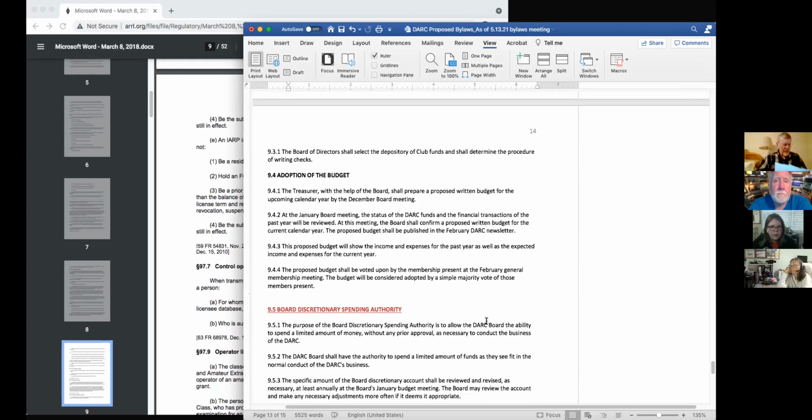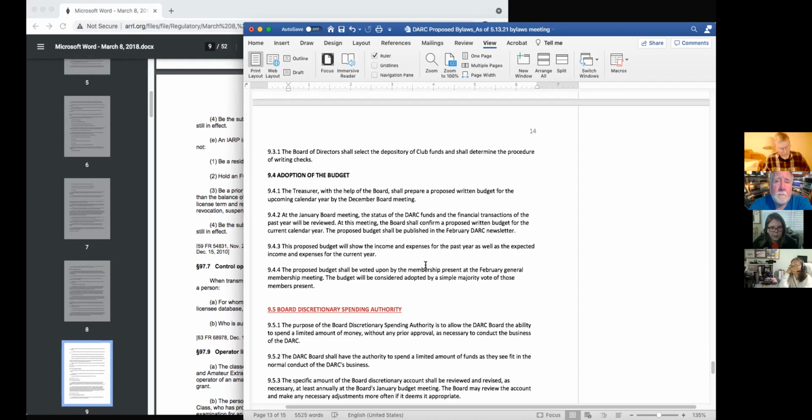9.4, adoption of the budget. 9.4.1, the treasurer, with the help of the board, shall prepare a proposed written budget for the upcoming calendar year by the December board meeting. 9.4.2, at the January board meeting, the status of the DARC funds and the financial transactions of the past year will be reviewed. At this meeting, the board shall confirm a proposed written budget for the current calendar year. The proposed budget shall be published in the February DARC newsletter.